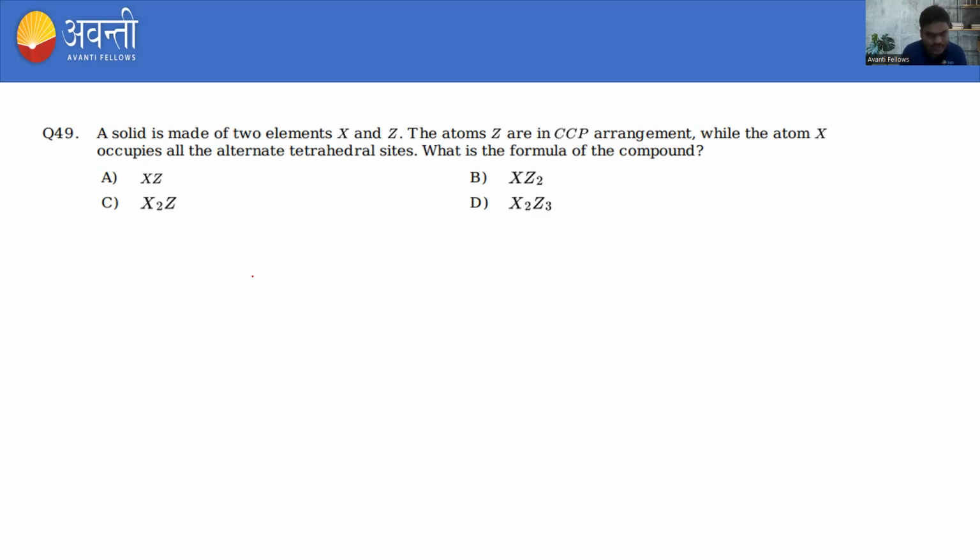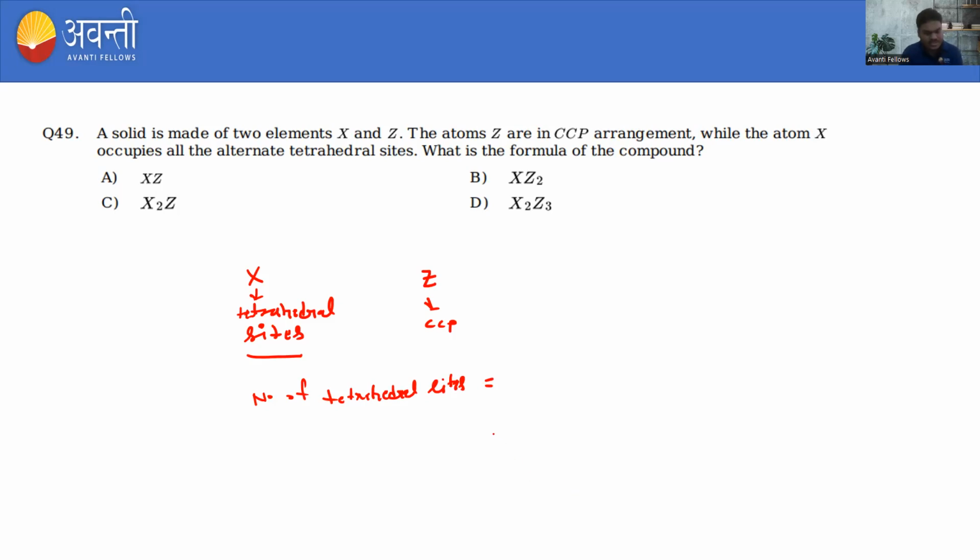So solid has two elements, that is X and Z. So this point is clear from the question. Z are in CCP. तो Z किसमें है? CCP arrangement. And X occupy all the alternate tetrahedral sites. ठीक है? All the alternate tetrahedral sites. ठीक है? So X occupy all the alternate tetrahedral sites. So number of tetrahedral sites कितना हो जाएगा? Number of tetrahedral sites कितना होगा भाई?